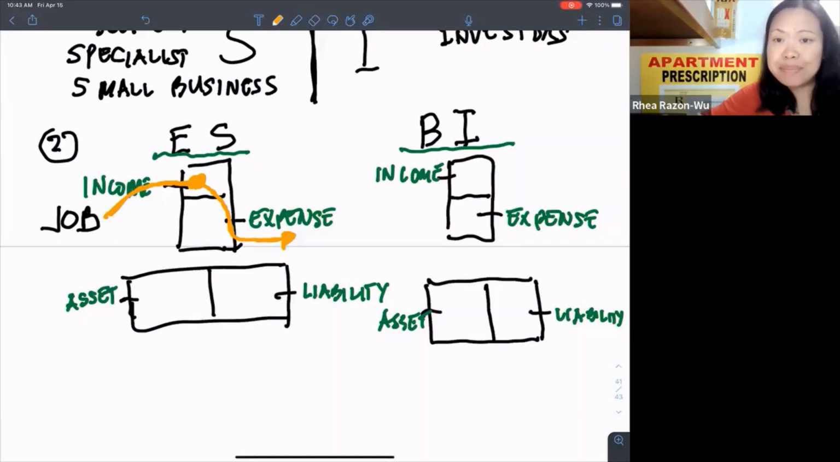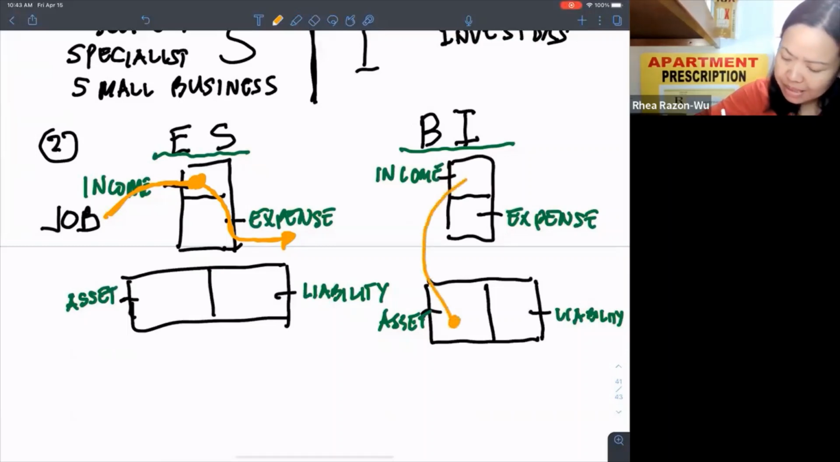Now on the big business and the I, the investors, their income is coming from the assets. So their assets provide them the income. Now on the E and the S, remember the income is coming from the job. And then the money is used to pay for the expenses.